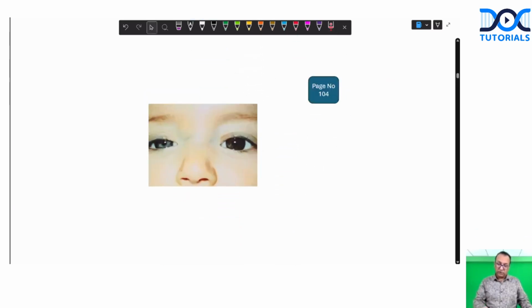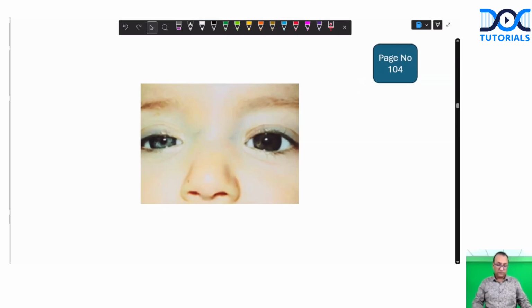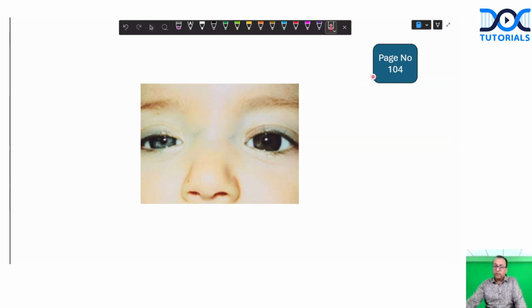It is one of the recent questions which has come. I'll show you the question. But let us talk about Horner syndrome. Do you see one thing here? Page number 104. Come to page number 104, which is the workbook page.